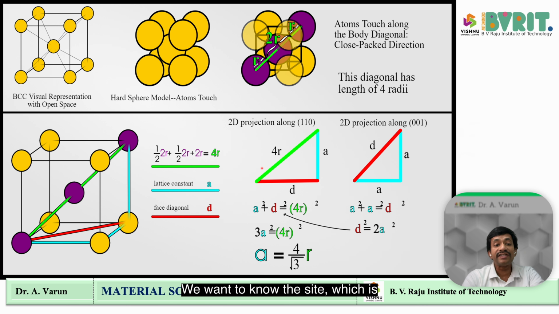We want to know the side, which is this blue one, isn't it? So we know the green line, we want the blue line, and the red one is also not known to us. We can calculate this red one because this is the diagonal of the face, and the other two sides are A. So we can first bring that relationship. If you take this as D and these two are A, because this is a cube, both the sides will be equal.